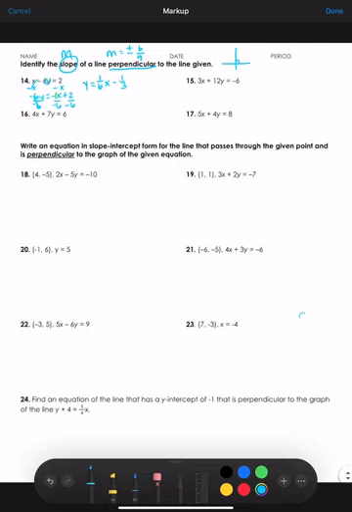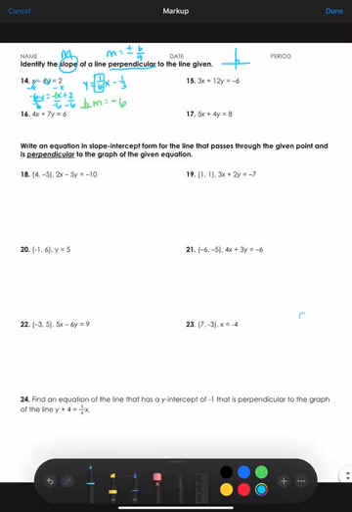So now that I'm in slope-intercept form, I see that the slope of this line is 1/6 right here. So I need to find the opposite reciprocal slope. So the perpendicular line will have a slope of, if 1/6 is positive, my new slope is going to be negative, and 1 over 6 flipped is 6 over 1, which is the same as just 6. Okay, so let's go to the next one.